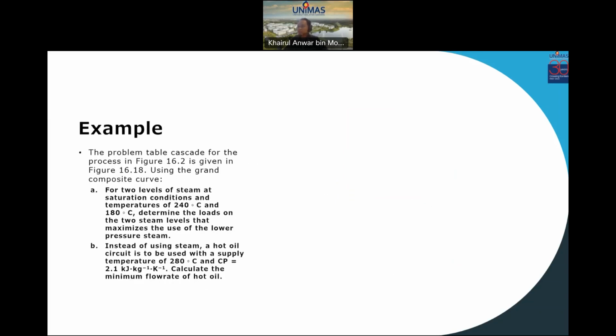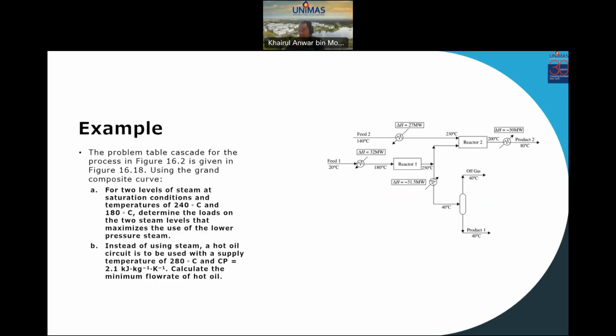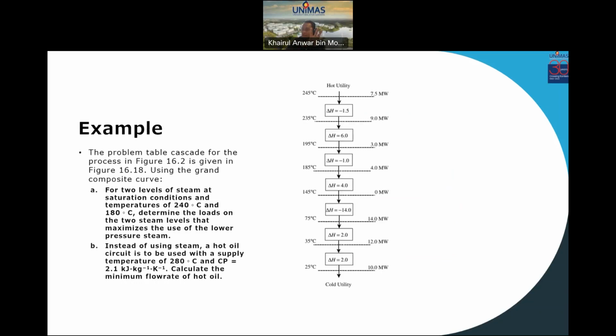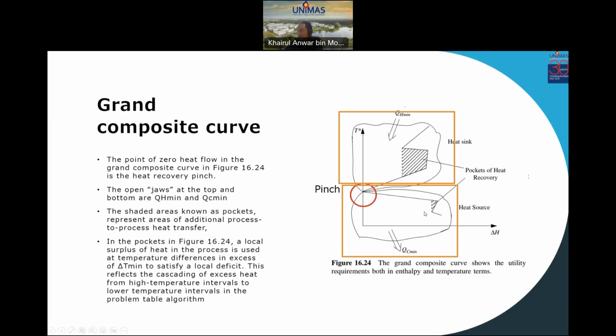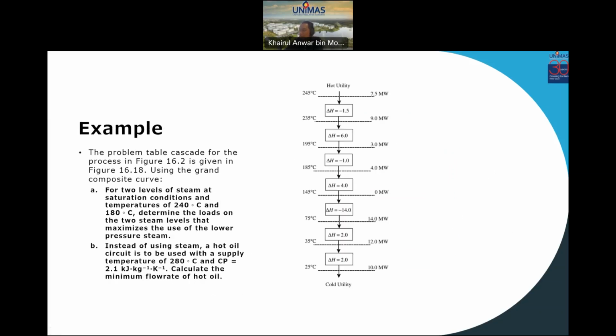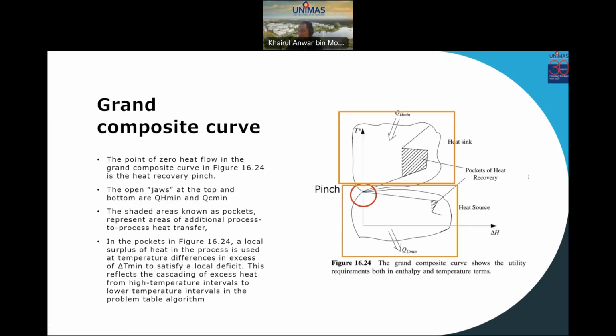Example: the problem table cascade for the process in figure 16.2 is given in figure 16.18. This is figure 16.2. From here, you need to extract the data, then create the table cascade like this. Using this problem table cascade, draw the grand composite curve. The grand composite curve is delta T shifted versus delta H. T shifted versus delta H.